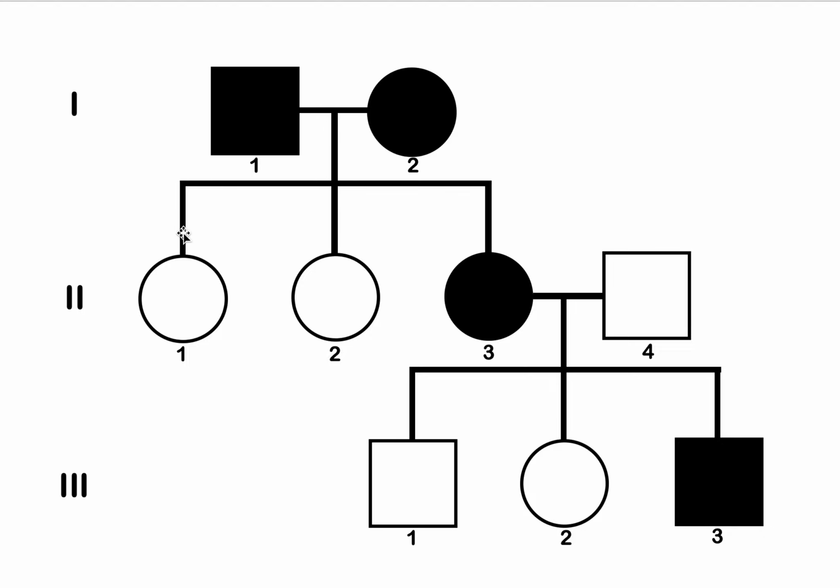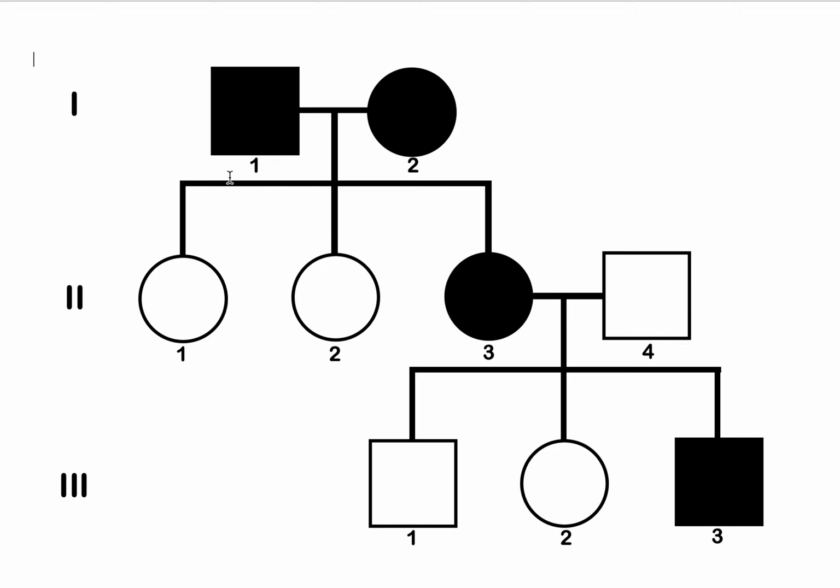So they have 3 kids, and they are all daughters. The one daughter, daughter 3, has a kid with another person, another male. They get married and they have kids. So they have 3 kids, a male, female, and male. Now, what are these numbers? They don't really mean anything. It's just person 1 and person 2 in generation 1, person 1, person 2, person 3, person 4 in generation 2.